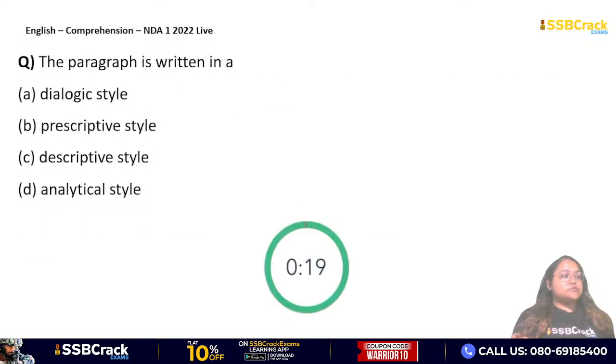Moving to the last question of this passage. The paragraph is written in a, now how is the passage written? In a dialogic style, in a prescriptive style, in a descriptive style, or in an analytical style?